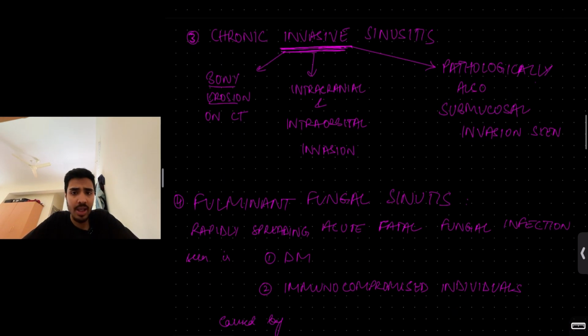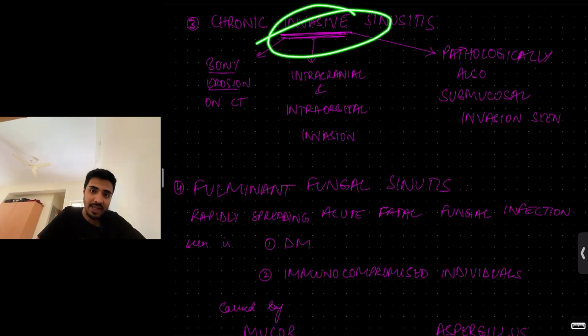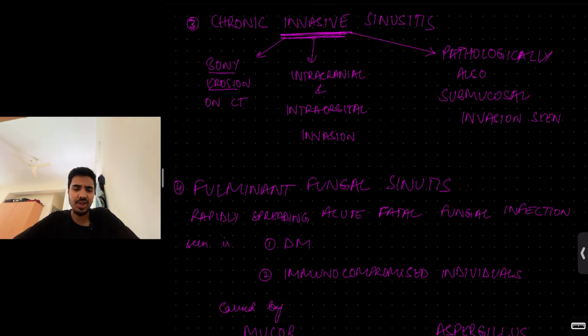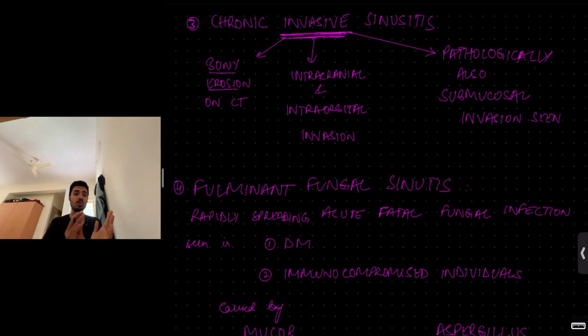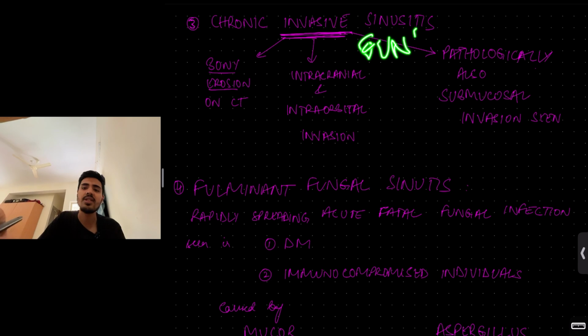Next, coming to chronic invasive sinusitis. As you can see, this is invasive. So everything to do with invasion. There is intracranial invasion, intraorbital invasion. How is there invasion? Because on CT you can see that it is eroding the surrounding bony walls of the sinuses. And when I do the pathological assessment of the sinus mucosa, I can see that there is submucosal invasion in the sinus wall. So everything to do with invasion. Chronic invasive fungal sinusitis. Here you have to give antifungal therapy.